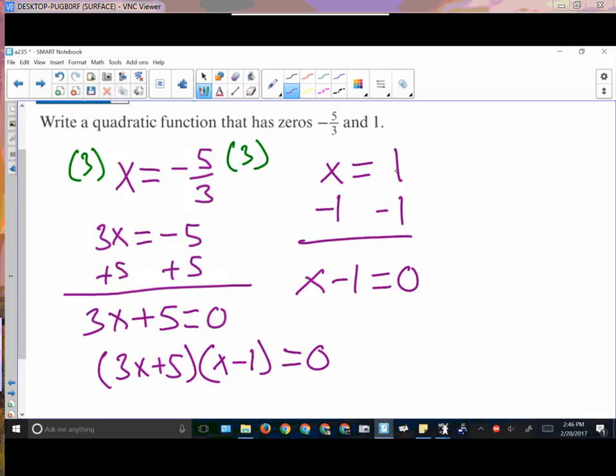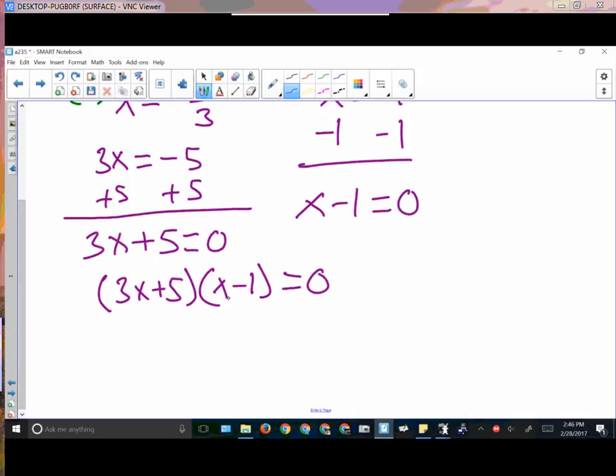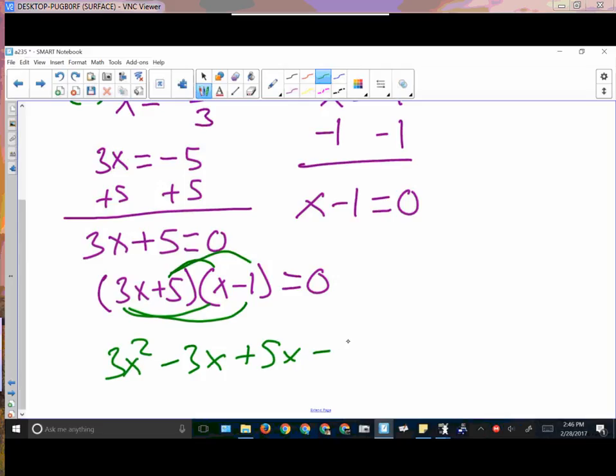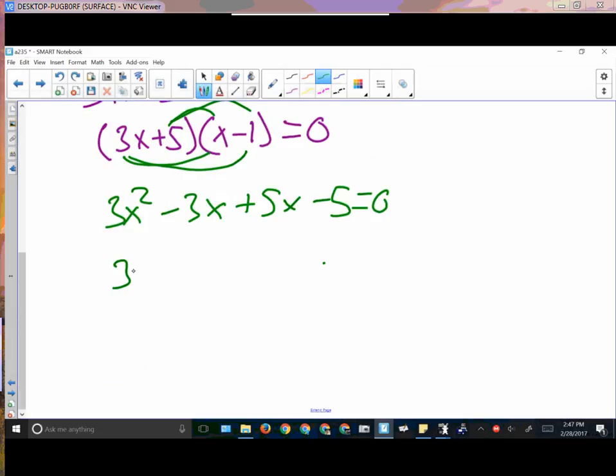So in other words, I start with the zeros, solve them, set them equal to 0, then put them in parentheses, and last but not least, I FOIL things out. So 3x times this is going to give me 3x squared. Times that, negative 3x. Times that, plus 5x. Times that, minus 5 is equal to 0. So, here we go. 3x squared plus 2x minus 5 is equal to 0.